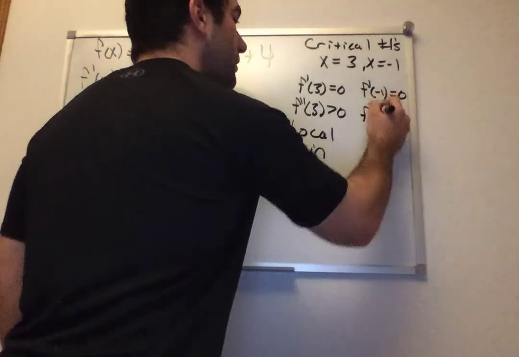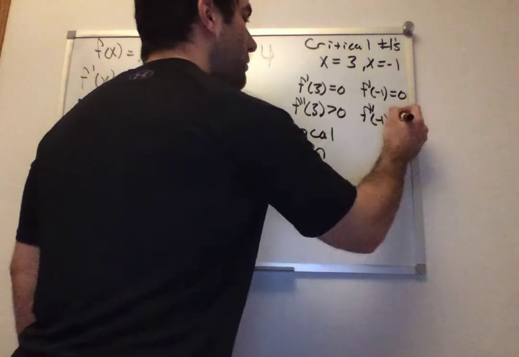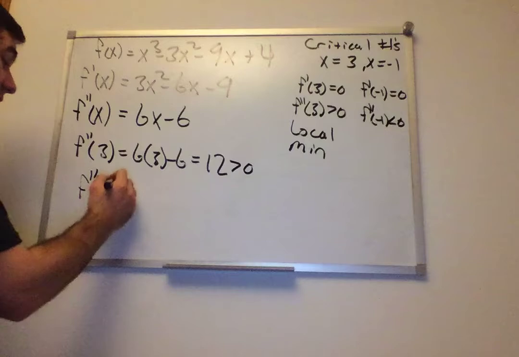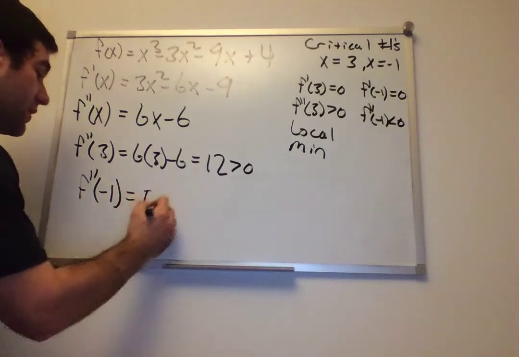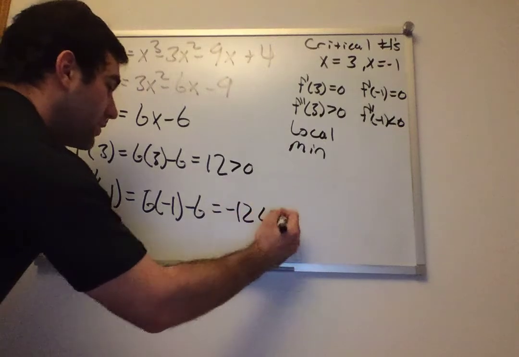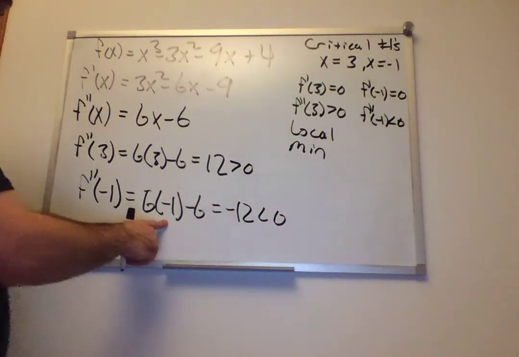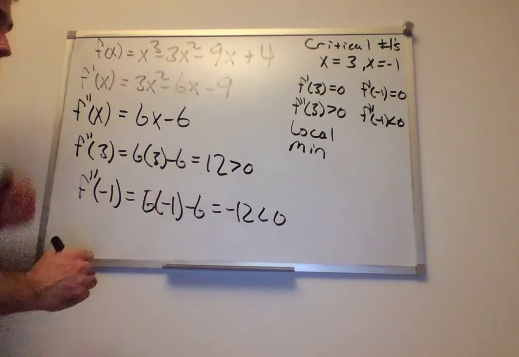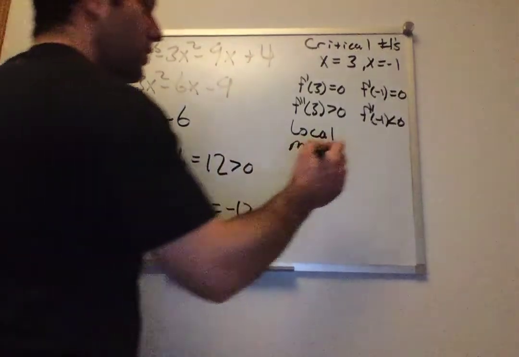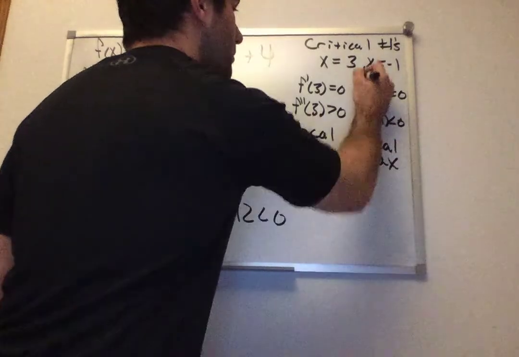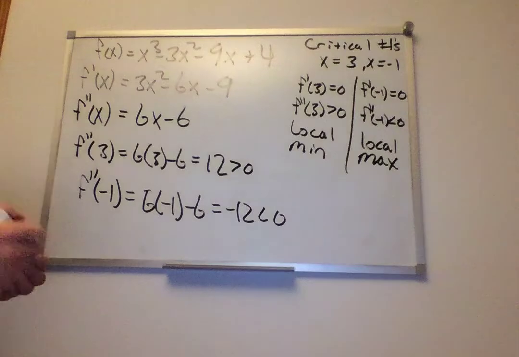This other one is going to be less than 0. Let's go ahead and see why. f double prime of negative 1 is equal to 6 times negative 1 minus 6. Well, this is equal to negative 12, which is less than 0. 6 times negative 1 is negative 6, and negative 6 minus 6 more is negative 12. So we have a local max here. And that's just the second derivative test.